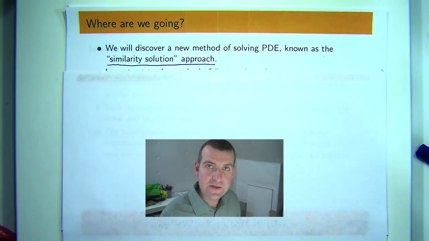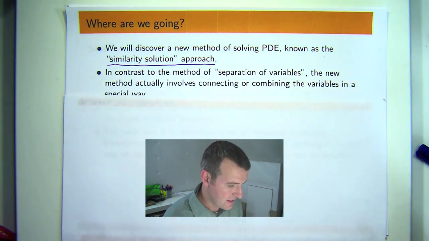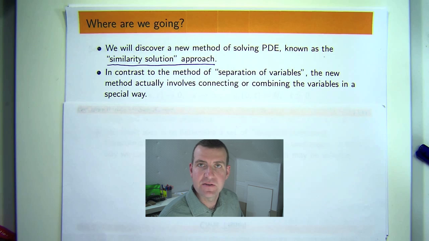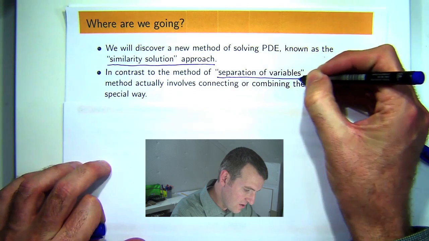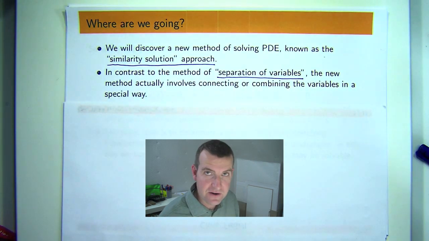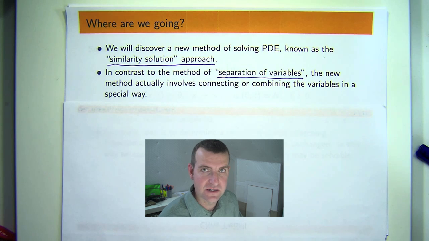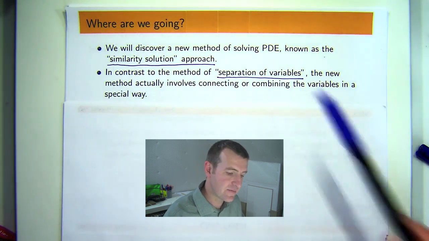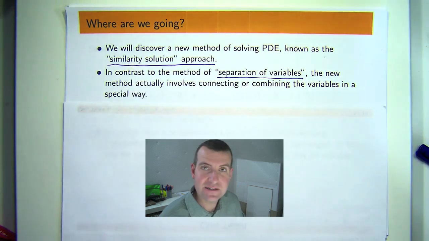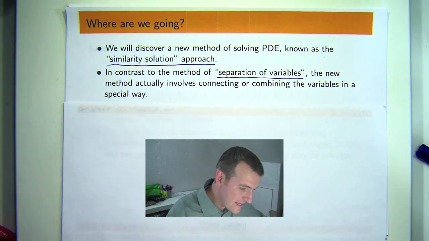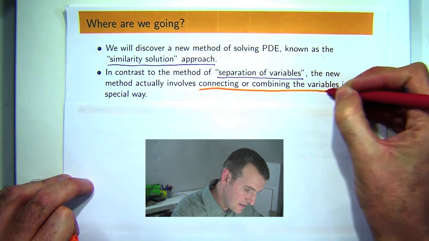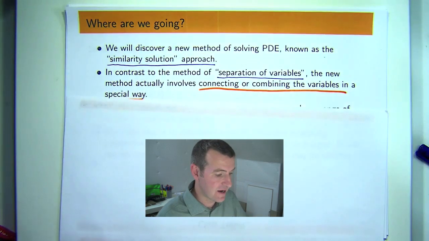Like I said, the new method is called the similarity solution approach. If you've studied a little bit of partial differential equations, you might be familiar with the separation of variables method for solving PDEs, which is a very famous method where you actually separate the independent variables of the solution. Now, in contrast, the similarity solution method does kind of the reverse. You connect or combine the independent variables in a special way rather than splitting them up.